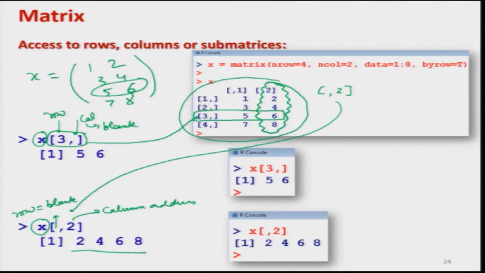Yes, here you have to be a little bit careful. I am trying to call the second column. Ideally this should come like 2, 4, 6, 8, but this does not happen in R. If you want to call a row or a column, the outcome will look similar. But whether you are calling a row or a column can be known only by looking at the command, whether you have said x inside the bracket blank space comma 3, or x inside the square bracket 3 comma blank space.